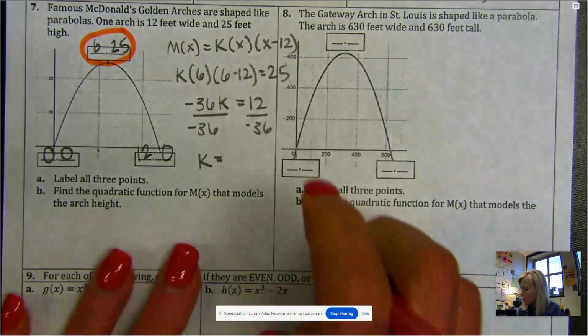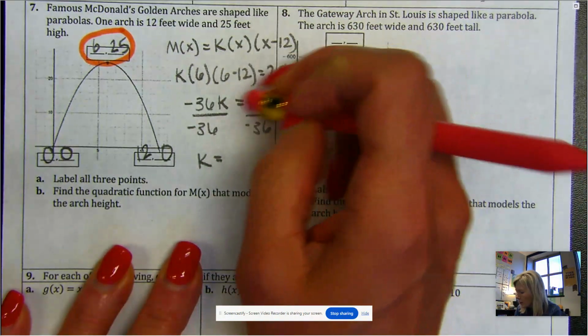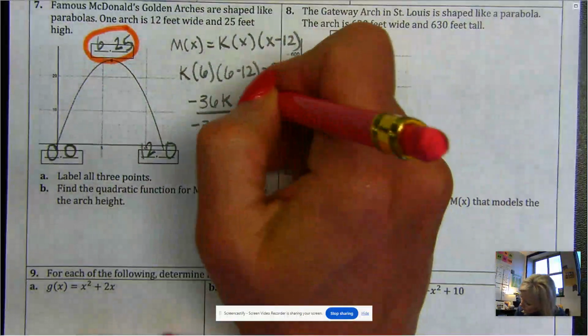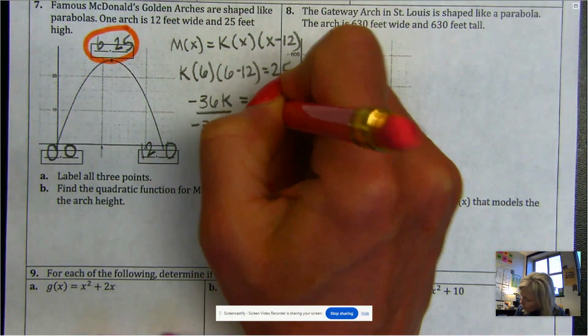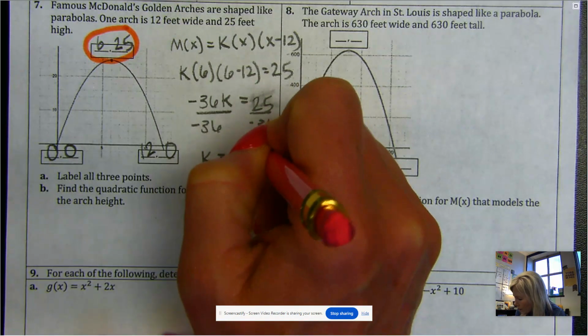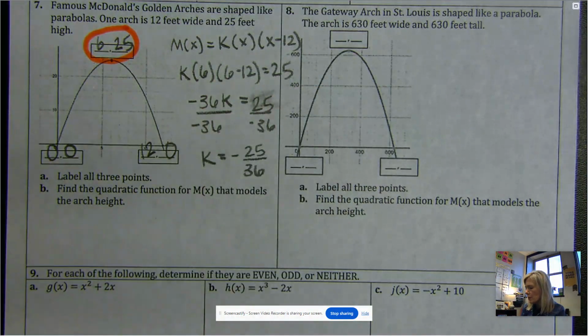Oh, I don't know why I switched that to 12. I think I saw the 12. It should be 25. 25, sorry. Oh, I'm glad I caught that. Okay, so k is equal to negative 25 over 36, which I don't think is going to reduce.